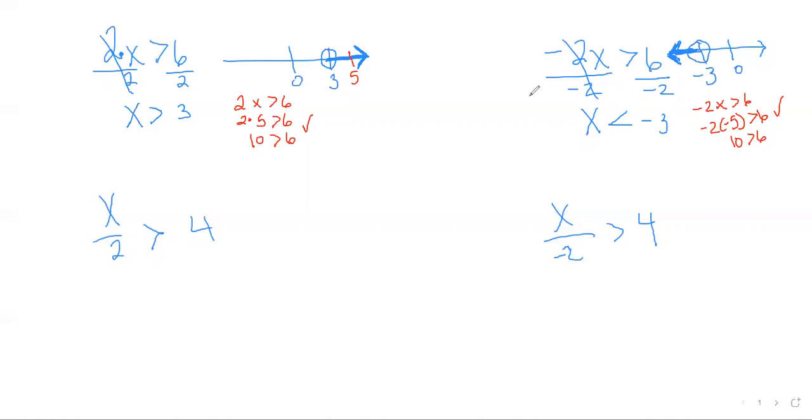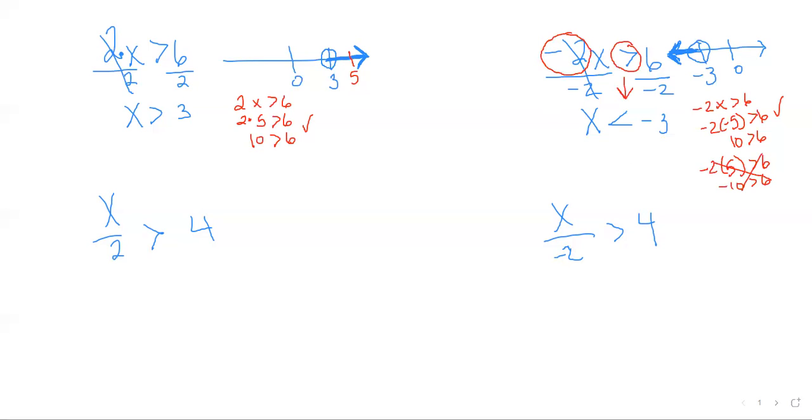Okay. Now let's see what would have happened had you not flipped the inequality sign. If you didn't flip it, it would be saying values to the right. So let's try a +5 just to show you why you need to flip that inequality sign. If I had not flipped it, I would be like, okay, -10 is greater than 6. No. So when you divide or multiply by a negative, you have to flip that inequality sign around.